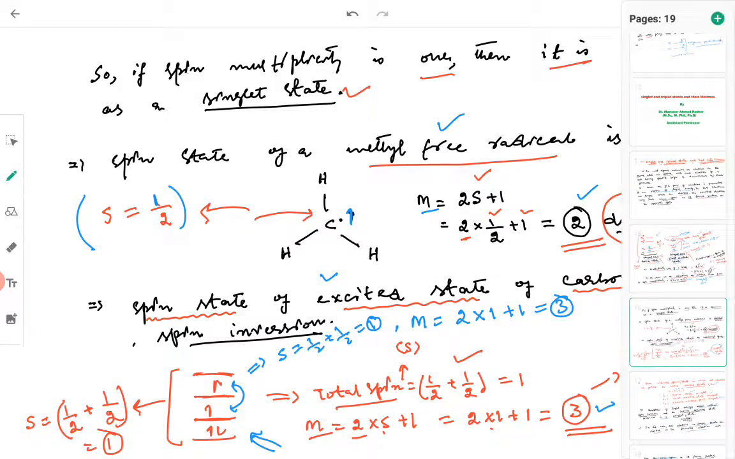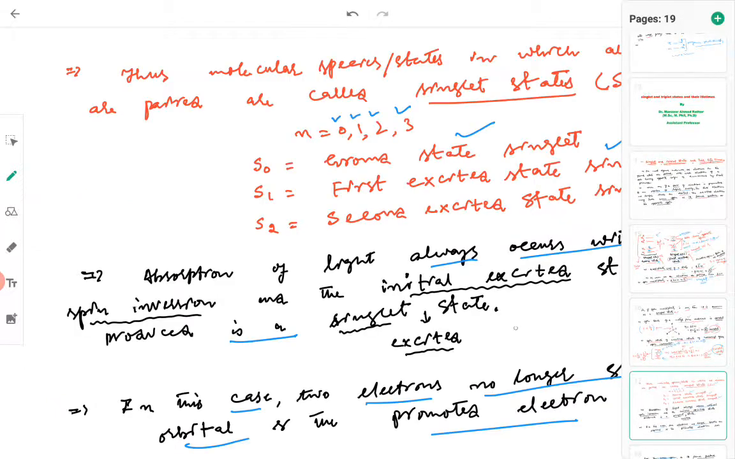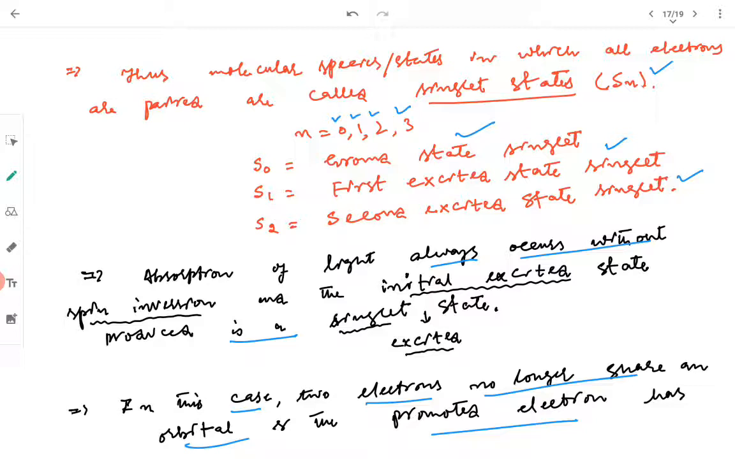So a triplet state is possible when the electrons have parallel spins. They do not have opposite spins. They have parallel spins. So that state is known as the triplet state. Molecular species or states in which all electrons are paired are called singlet states. They are represented by Sn, where n can be equal to 0, 1, 2, 3. So S0 means ground state singlet, S1 means first excited state singlet, S2 means second excited state singlet, S3 means third excited state singlet.